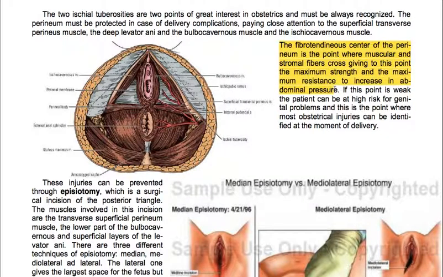This is the fibrotendinous center of the perineum. Maximum strength, maximum resistance, also known as the perineal body, it seems.